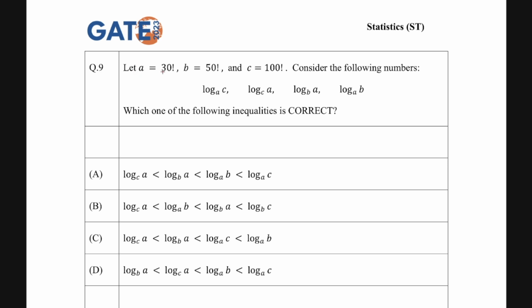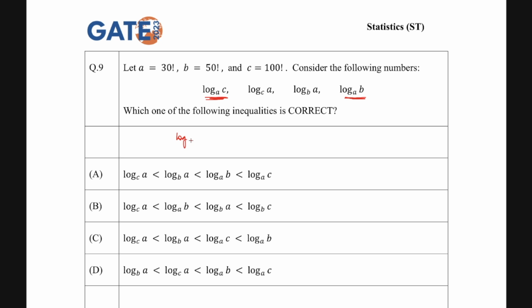It says let A equal 30 factorial, B equal 50 factorial, C equal 100 factorial. Consider the following numbers: log base A of C, log base C of A, log base B of A, and log base A of B. Which one of the following inequalities is correct? Okay, so let's try to answer this question. For this, we will be using the base changing formula. You can see that two of them have base A, whereas the other two do not have base A. The bases are C and B, so we can change their bases.